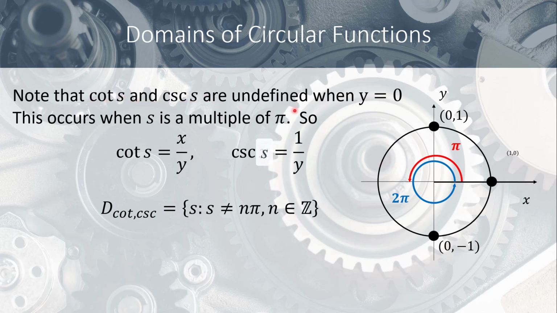And then finally, notice here that the cotangent and cosecant of s are undefined when y is equal to 0. And that occurs whenever s is equal to some multiple of pi. Whenever s is 0, pi, 2 pi, and so forth, y is equal to 0, and these are undefined. So the domain of cotangent and cosecant would be all values of s except for those values of s which are some integer multiple of pi. This basically means s such that s is not equal to n times pi, where n is a member of the integers.